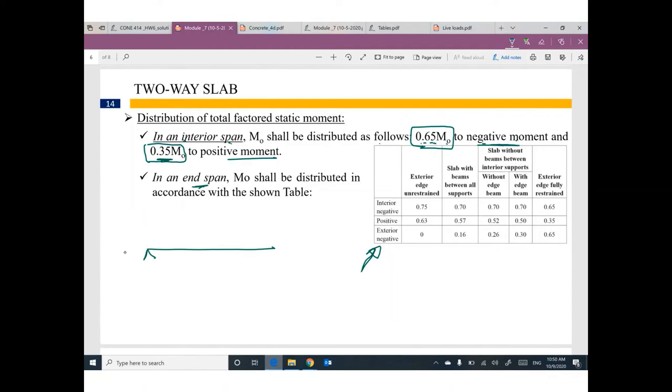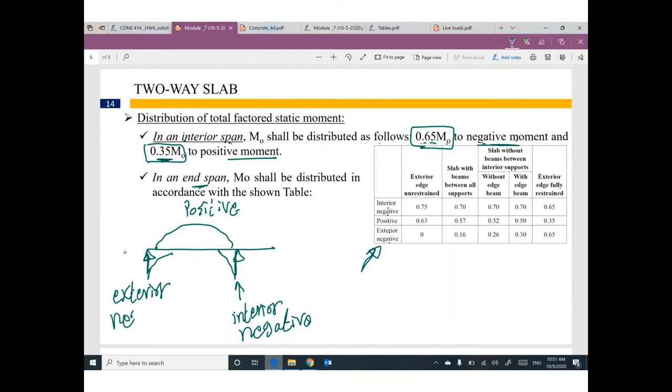Interior negative means this one. Positive, this one. Exterior negative, this one. So this one, and this one. Which values am I going to use? Okay, go ahead and select.